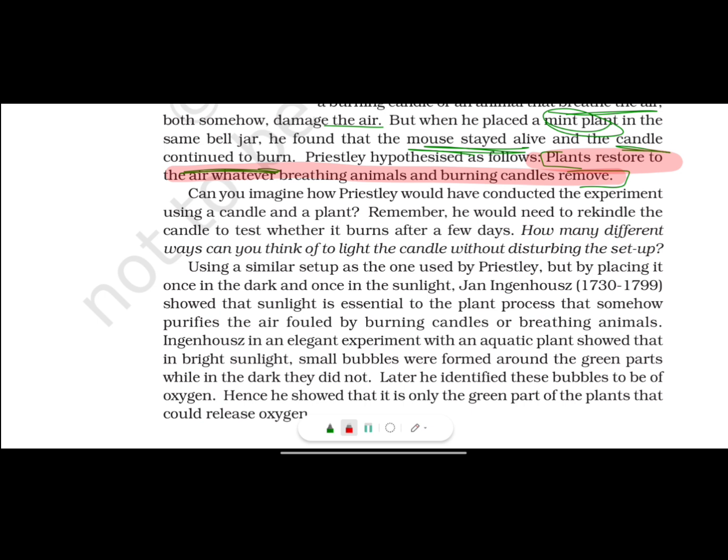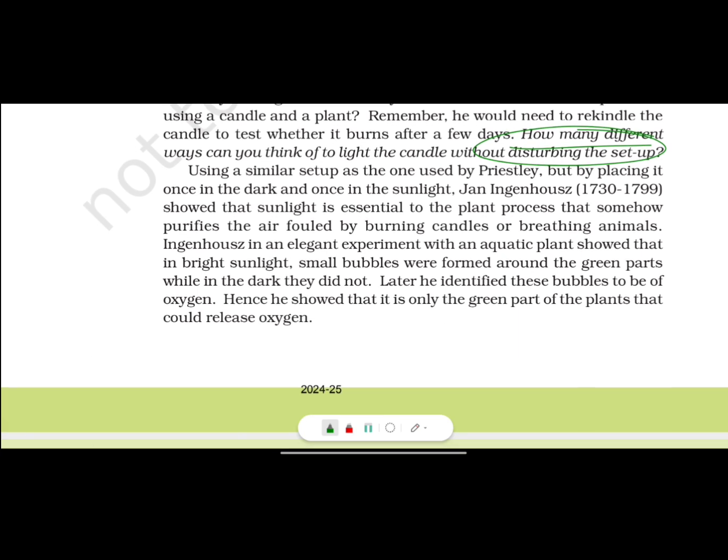Can you imagine how Priestley would have conducted the experiment using a candle and a plant? Remember, he would need to rekindle the candle to test whether it burns only after a few days. How many different ways can you think of to light a candle without disturbing the setup? This is a very interesting question. You can answer it in the comments.